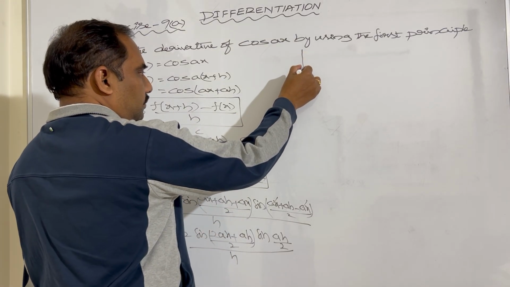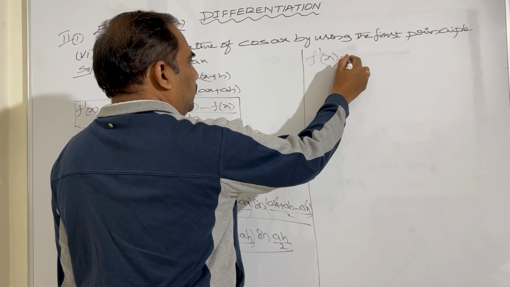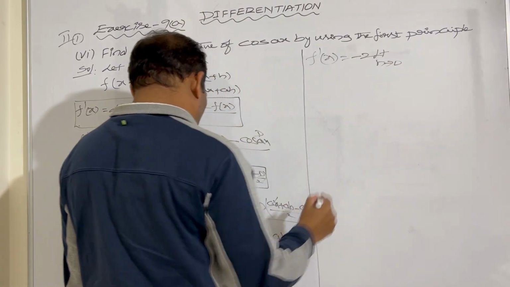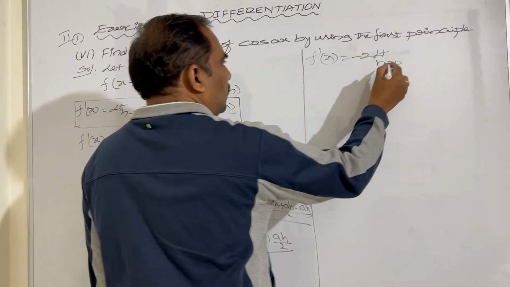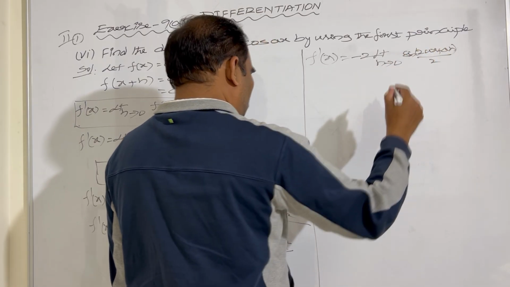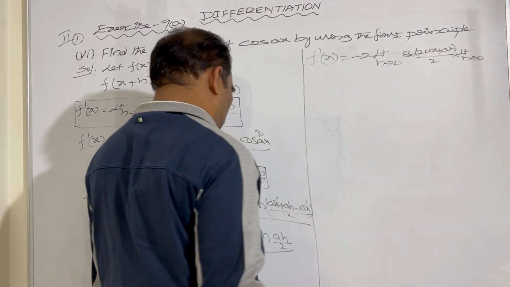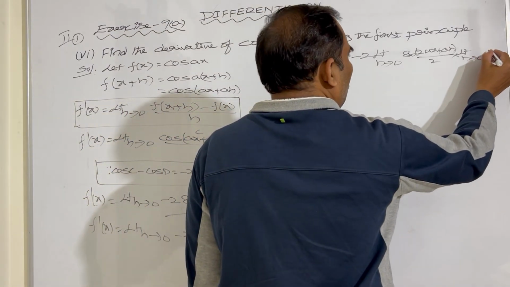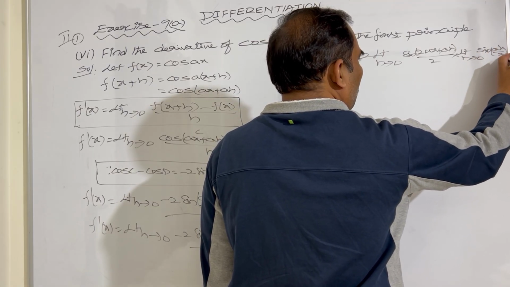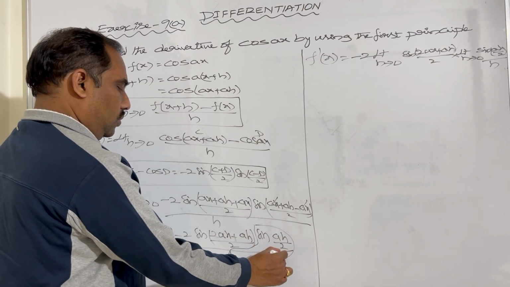So now f dash x is equal to minus 2, which is a constant, into limit h tends to 0, sine of 2ax plus ah whole divided by 2, and into limit h tends to 0, sine of ah by 2 by h. For this we are applying the limit separately.